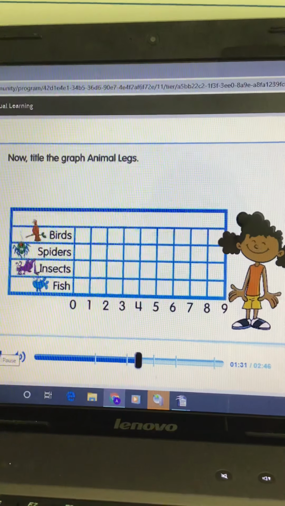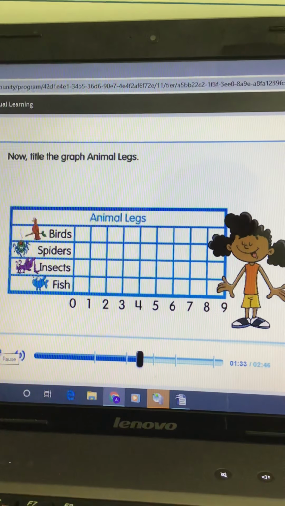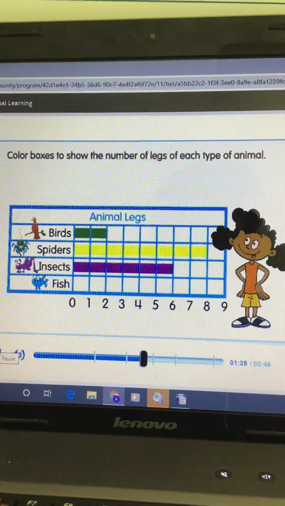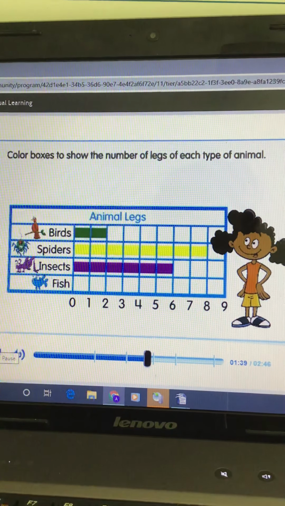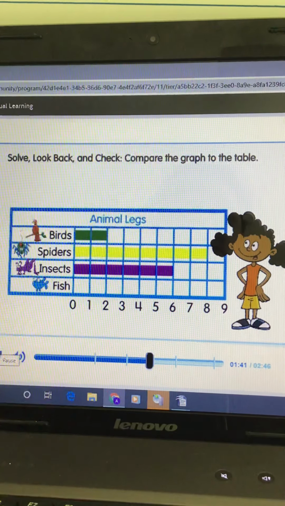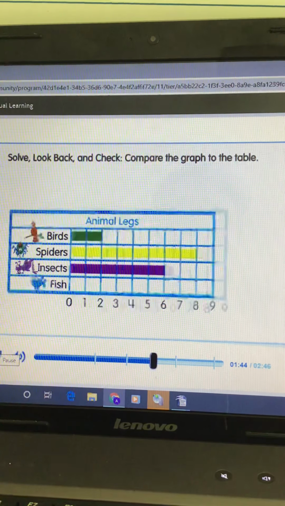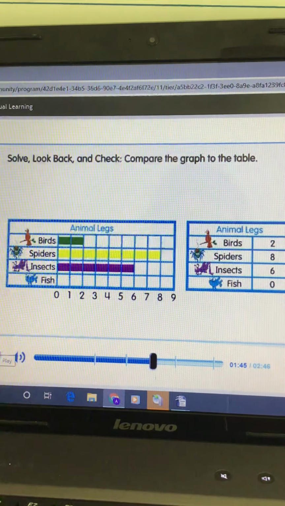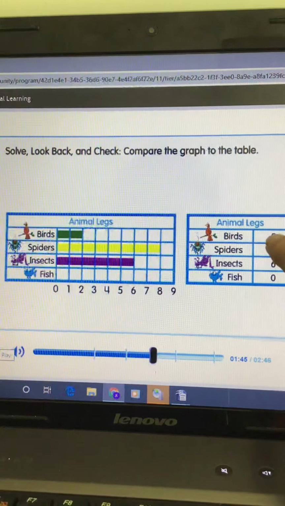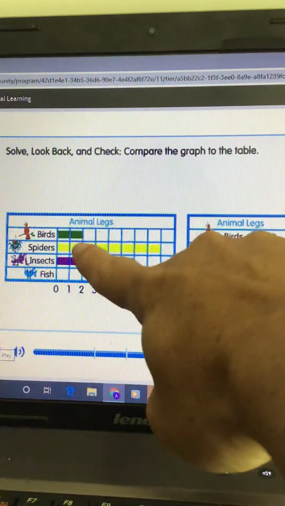Now, title the graph Animal Legs. Color boxes to show the number of legs of each type of animal. Solve, look back, and check. Compare the graph to the table. We can see that they use the information from the table to fill in the graph.